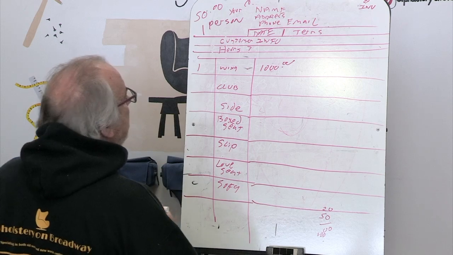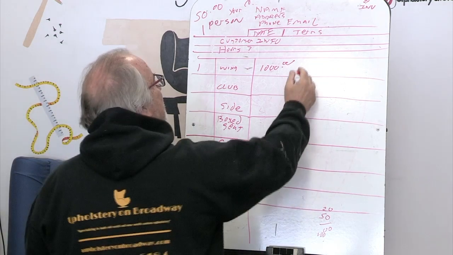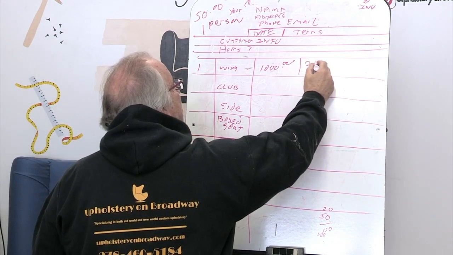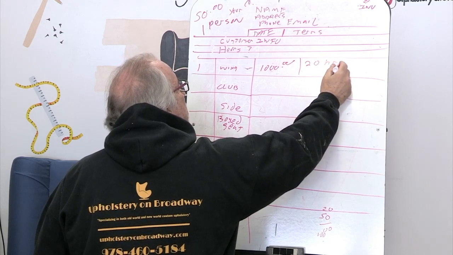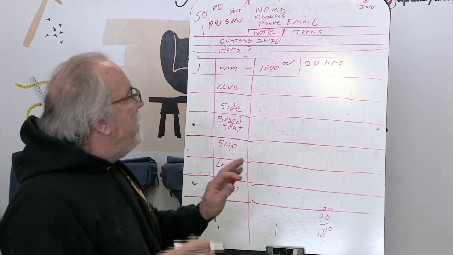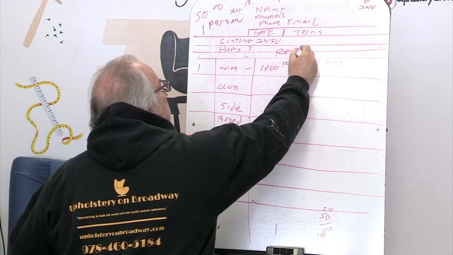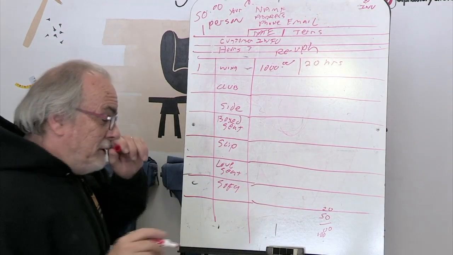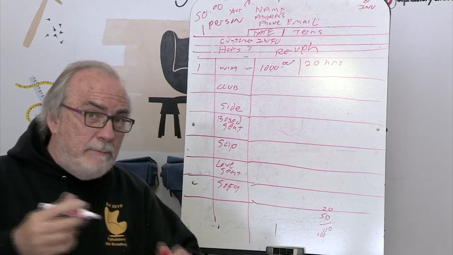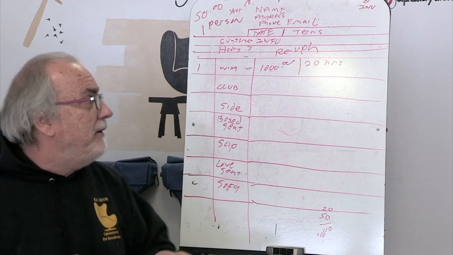So $1,000 labor, straight labor. Okay, so that means that in the Boston area, you need 20 hours of work on that. Now we are talking reupholstery too, re-up, okay? We're not talking about restoration, taking it down to the frame and then building it up. You add 50% for that, okay?